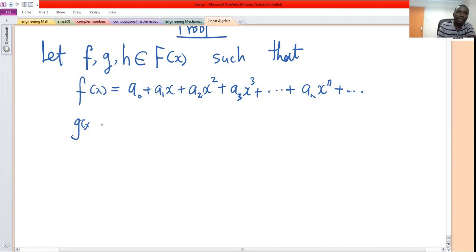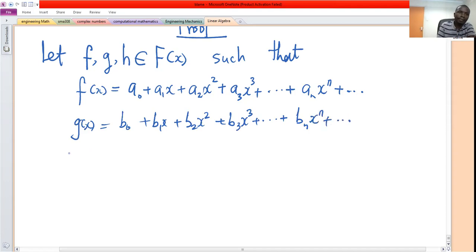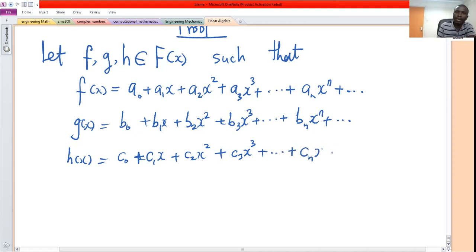g of x is given by b0 plus b1x plus b2 x squared plus b3 x cubed up to plus bn x power n plus other terms, and h of x is given by c0 plus c1 x plus c2 x squared plus c3 x power 3, plus other several terms, cn x power n, plus other several terms of the same pattern.